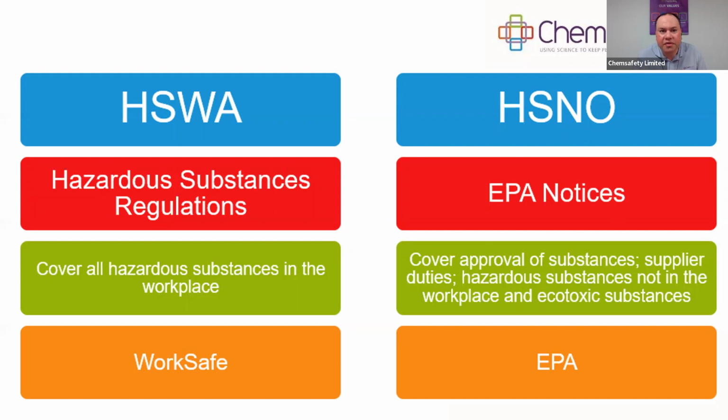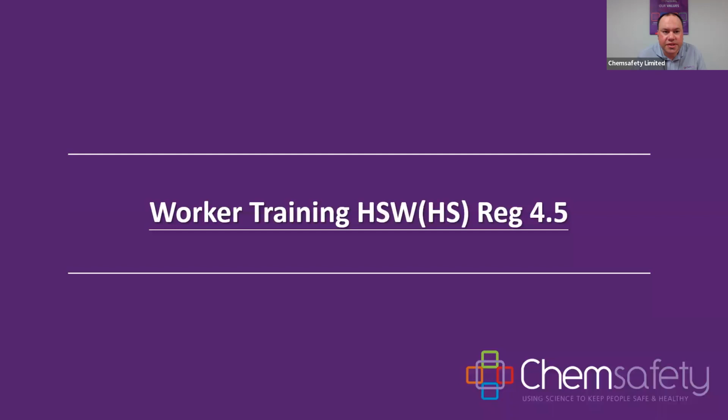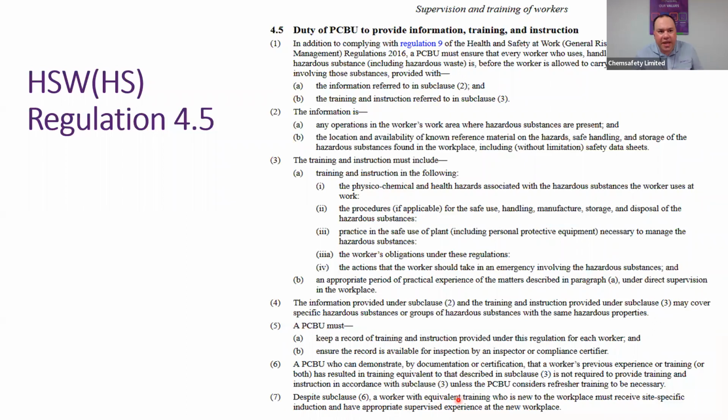So if we keep moving, looking now at our worker training. This is under the Health and Safety at Work Hazardous Substances Regulations, Regulation 4.5. As you can see there, this is what the regulation looks like, and hopefully this is something that we are quite well versed with. You can see the very first point where it says, in addition to complying with Regulation 9 of the Health and Safety General Risk and Workplace Management Regulations, the PCBU must ensure that every worker who uses, handles, manufactures, or stores a hazardous substance, including hazardous waste, is, before the worker is allowed to carry out or supervise work involving hazardous substances, provided with the following information, basically.